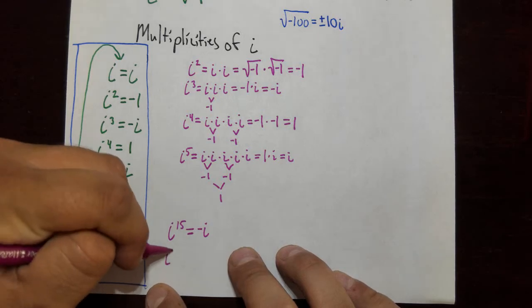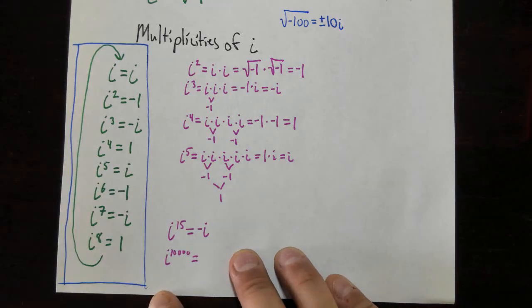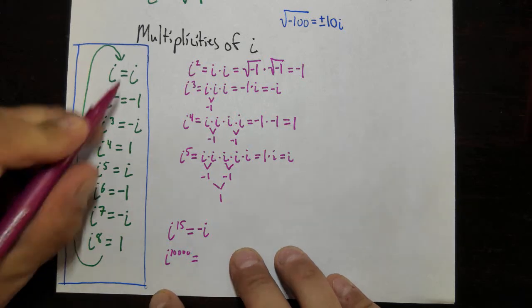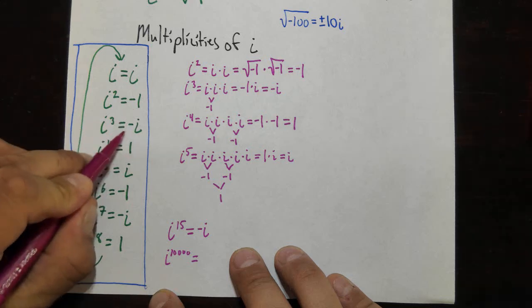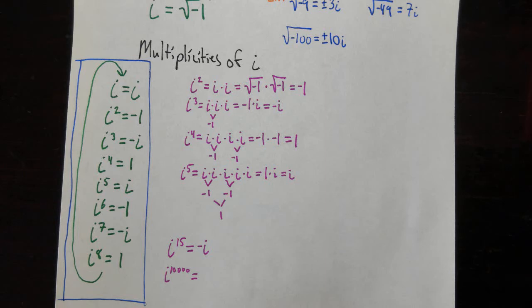If you want to, you can say, what is i to the 10,000th? Off the top of my head, I don't know. But you have a 25% chance of guessing it right, because it's going to be either i, -1, -i, or +1. So let's get some practice doing that.